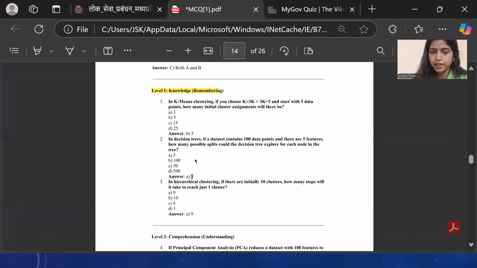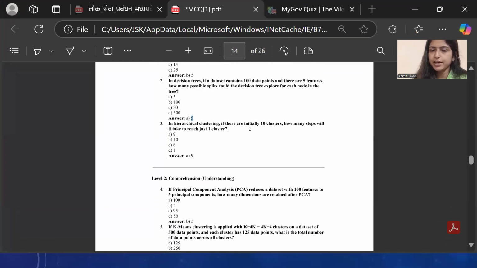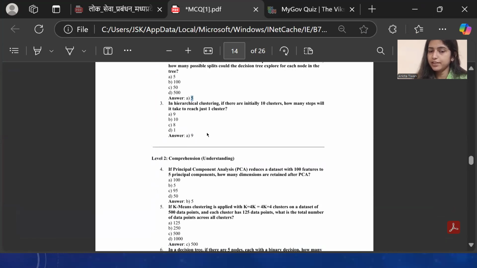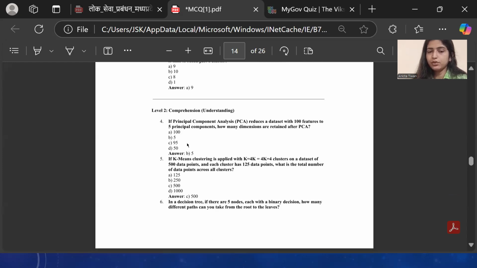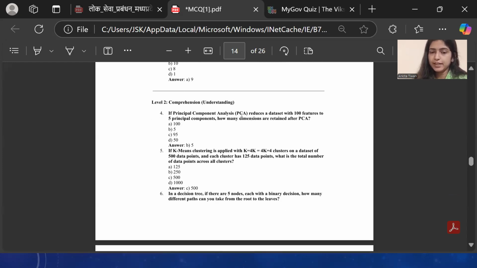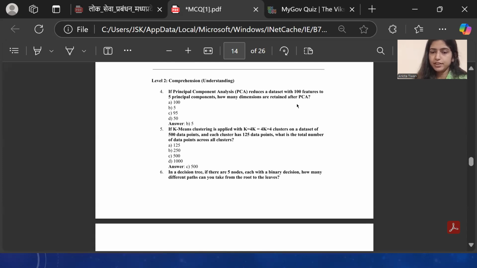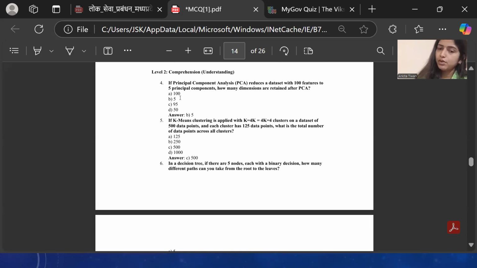Our next question is: in hierarchical clustering, if there are initially 100 clusters, how many steps will it take to reach just one cluster? It will take 99. In hierarchical clustering, if we have an initial 10 clusters, it takes only 9 steps to reach just one. Okay, if principal component analysis (PCA) reduces a data set with 100 features to 5 principal components, how many dimensions are retained after PCA? Only 5 dimensions are retained after PCA, so the correct answer is 5.